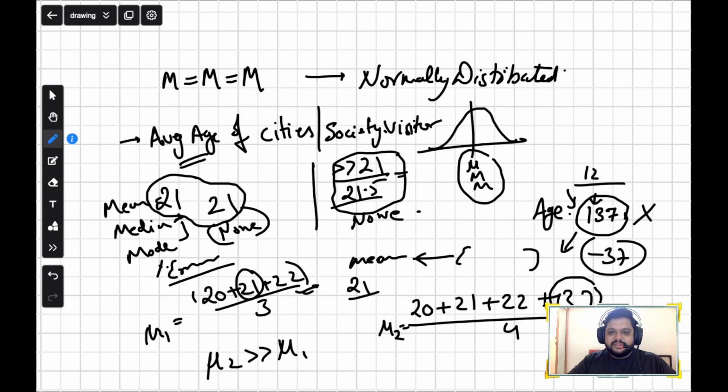Tomorrow we are going to study more about distributions, taking different types of distribution, and we'll also discuss skewness, which is the graphical representation of outlier data, and also kurtosis.